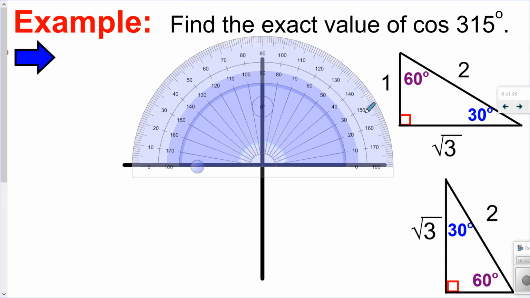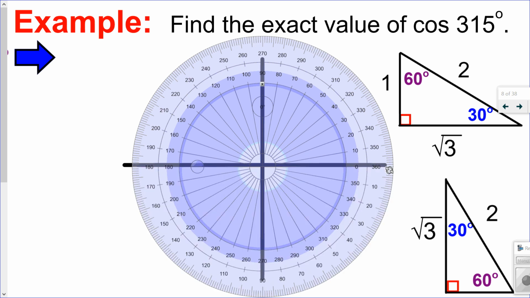Okay, let's try another one. In this example, I'm looking for the cosine of 315. So I need to make that bigger. Cosine of 315. Let's go all the way around to 315 degrees, which is right there. So I am looking at cos of 315, which is a quadrant 4 angle.